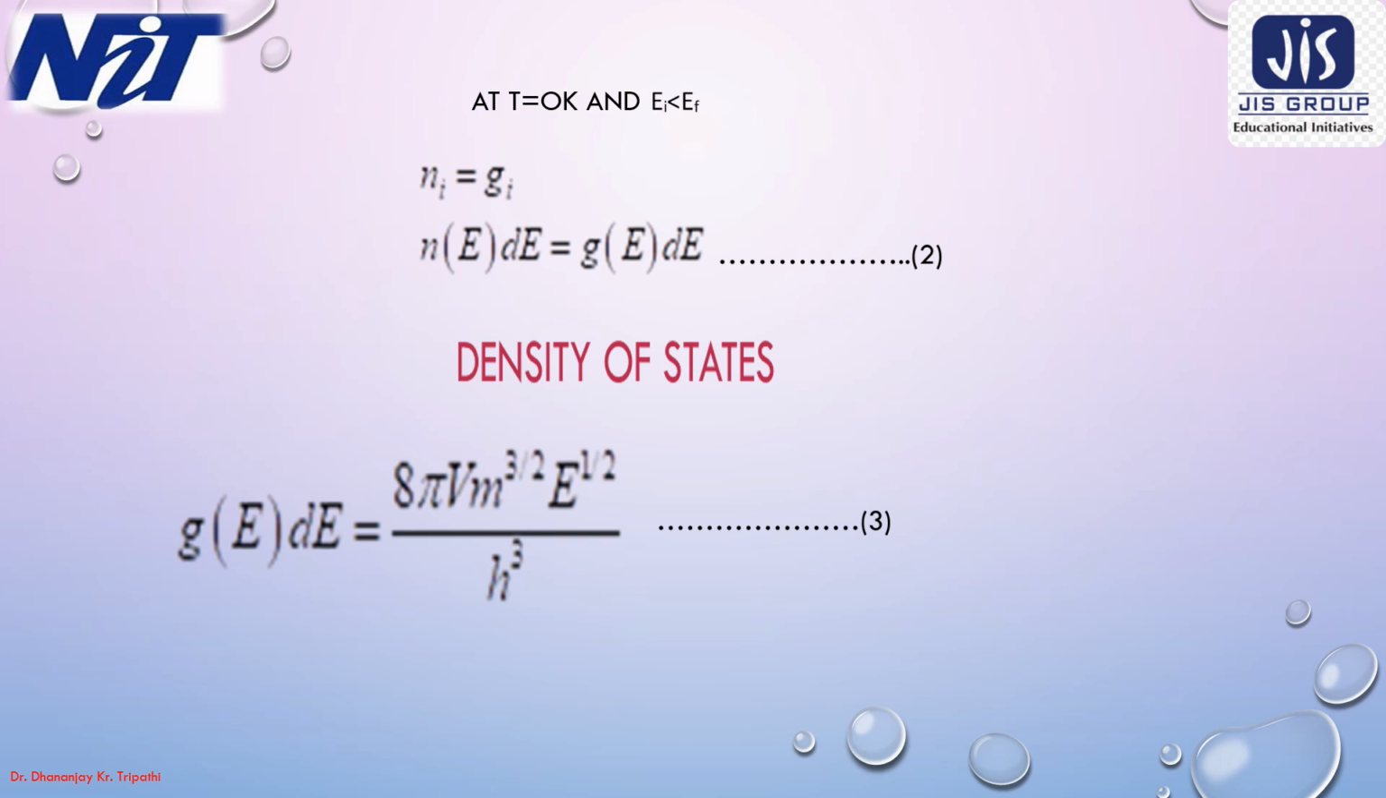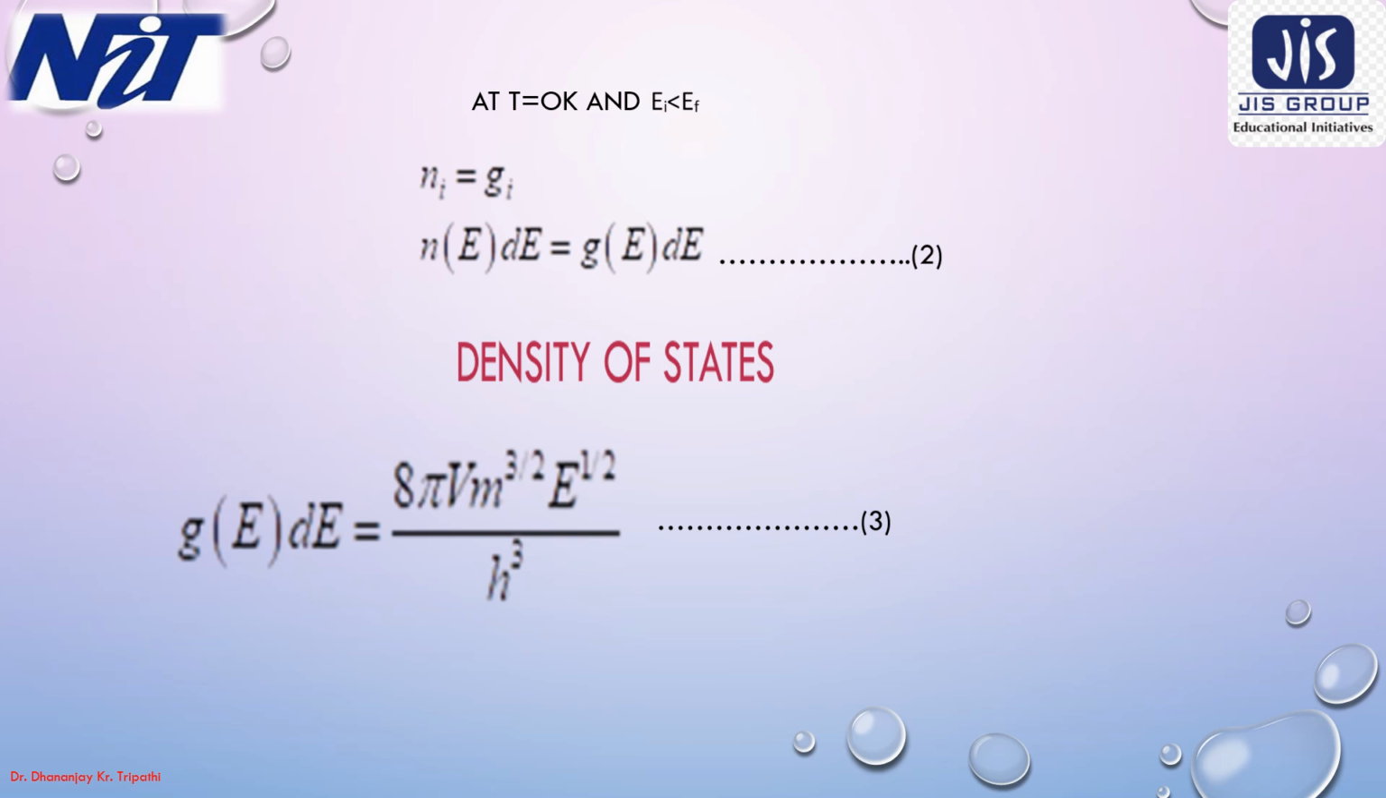in which NedE number of electrons are filled in the energy range E and E plus dE. Then Ni equal to Gi, which was at T equal to 0 Kelvin when the test level energy is less than the energy of the Fermi level, will change to NedE being equal to GedE, because we don't have any other way.